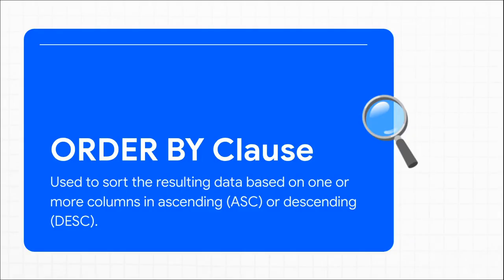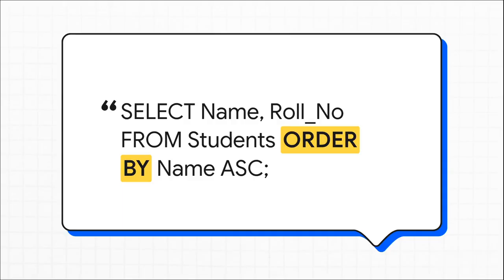Now, what if you get your list of students, but you want it to be more organized? Well, that's the job of the order by clause. It sorts your results, just like you'd sort a list of names alphabetically. You can sort in ascending order, that's ASC, or A to Z, or descending order, DESC, which is Z to A. Let's look at this final command.